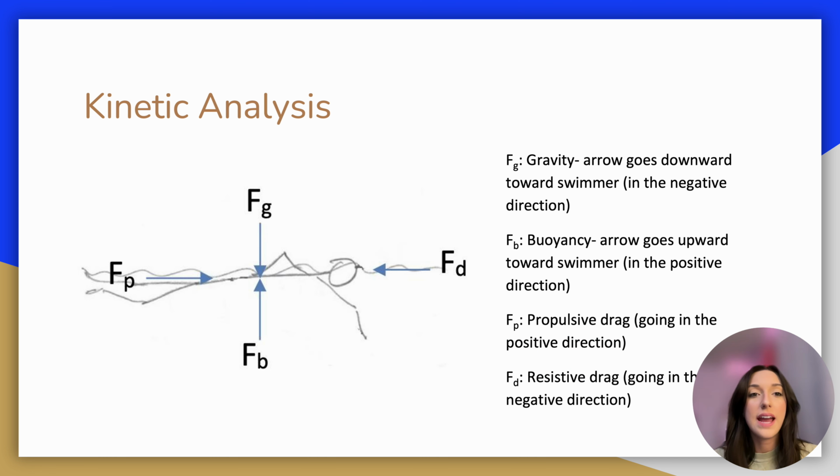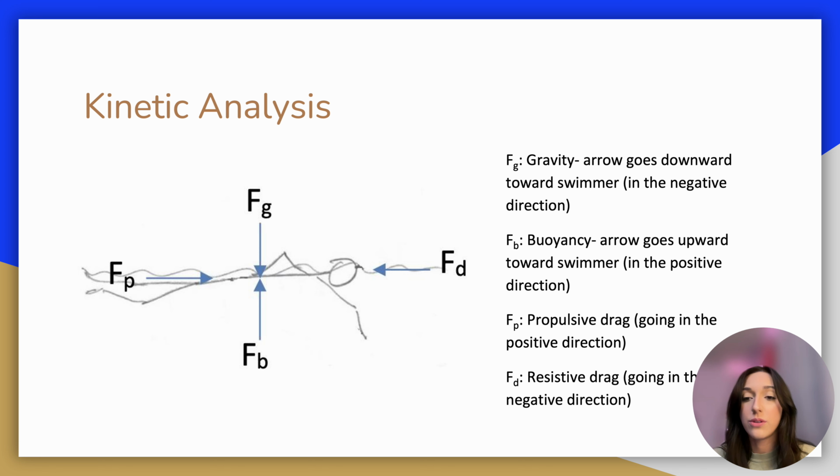Now, looking at a kinetic analysis of swimming, there are 4 factors that we'll be looking at that are applied to the swimmer while swimming. There are 2 vertical forces applied on the swimmer: gravity, which is the force pushing down onto the swimmer, and buoyancy, which is actually what keeps the swimmer afloat above the water, and this acts in the upwards direction.